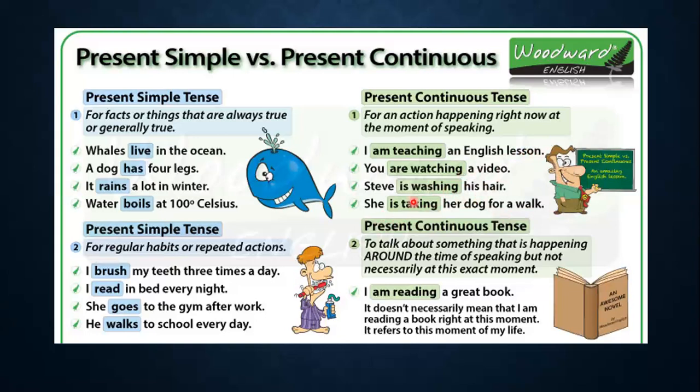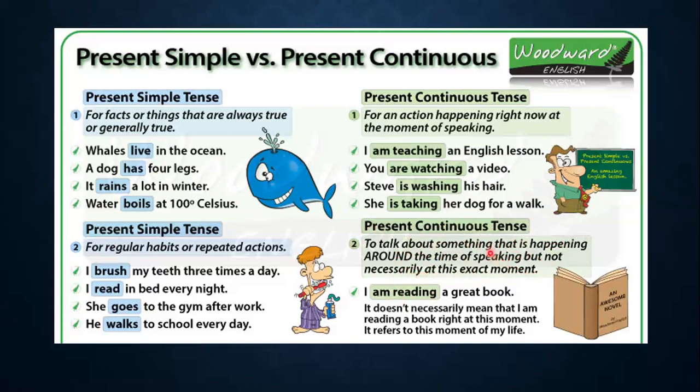Entonces son una acción que está sucediendo en ese preciso momento en que se está hablando. Por ejemplo, I am teaching an English lesson. Yo estoy enseñando una lección de inglés y lo estoy diciendo porque lo estoy haciendo en ese preciso momento. You are watching a video. Usted está viendo este video, ¿verdad? Porque es algo que está pasando en este preciso momento en el que estoy hablando. Okay, we have the second use, that is present continuous tense, to talk about something that is happening around the time we're speaking, but not necessarily at this exact moment.